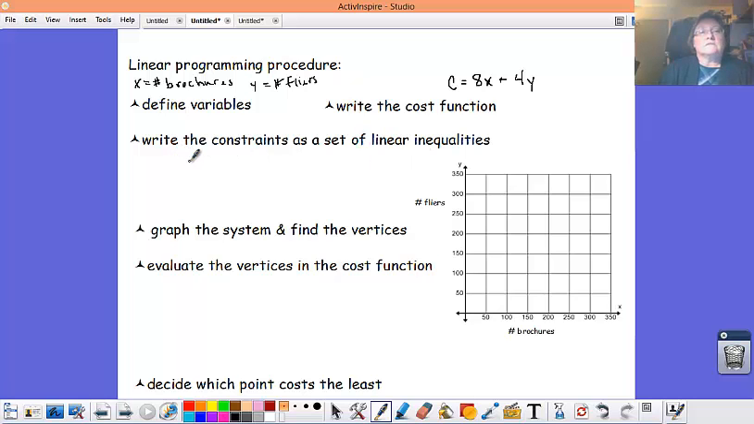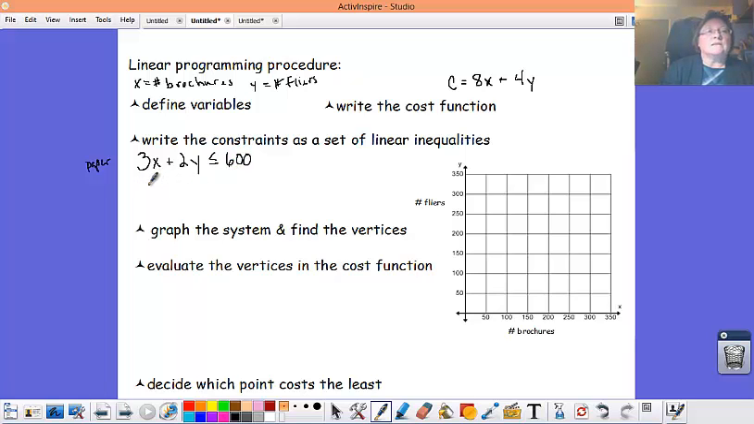Now it says to write the constraints as a set of linear inequalities, and we really have 3 things going on. The most pieces of paper that we can use were 600 sheets. So how many did it take to make a brochure? I think it was 3. 3x, that would be 3 pieces for each. So this one's going to be about paper. 3 pieces of paper for each brochure, 2 for each flyer, and we have to use no more than 600 pages, so that has to stay less than or equal to 600.